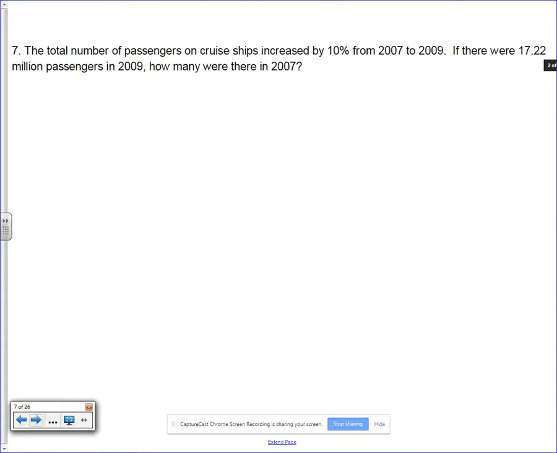All right, number 7. The total number of passengers on a cruise ship increased by 10%. Right there, folks. That's the percentage I need to use, but it's got to be changed to that. From 2007 to 2009. If there were 17.22 million passengers in 2009, they're saying that is in 2009. Now, if you look at my time frame right here, 2009 is not my starting number. 2009 is my ending number. They're asking for how many people were in 2007. That's my starting number, which I don't know.